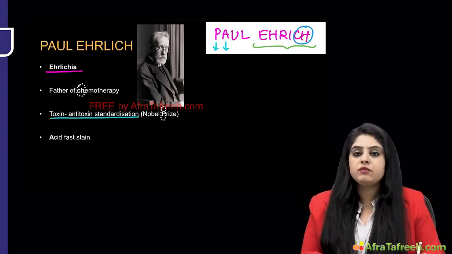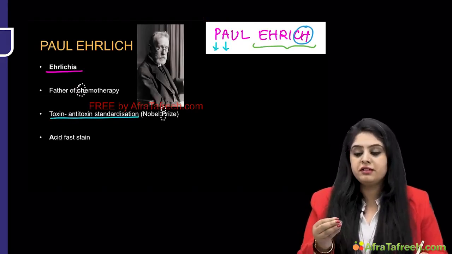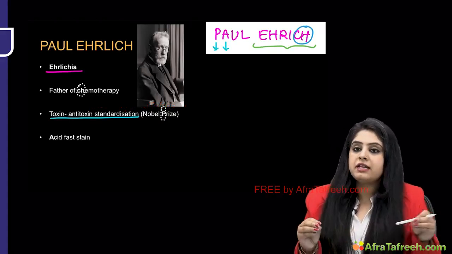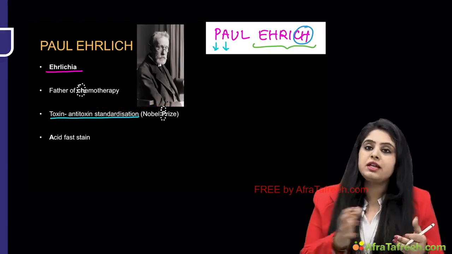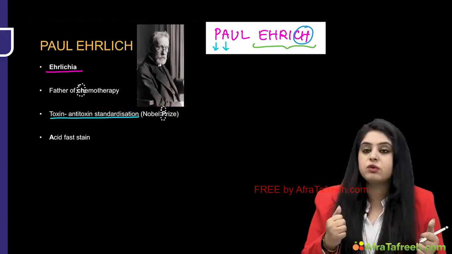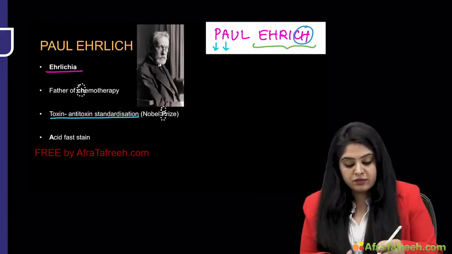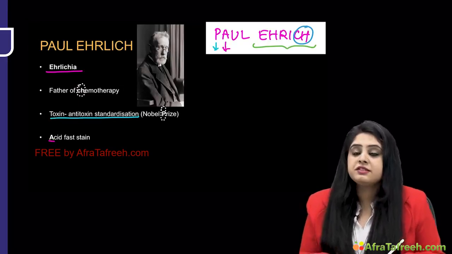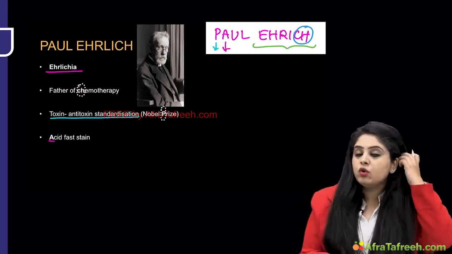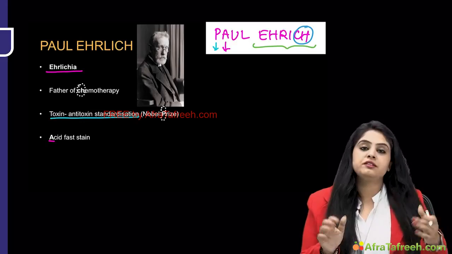So this is also a little bit of common sense: if you have a toxin, there will always be an antitoxin which can neutralize it. So he gave the concept that a toxin can be neutralized by an antitoxin, and that is what he received a Nobel Prize for. And what is the A over here after the Nobel Prize? He has received a prize for acid fast stain. Actually it's a prize, not a Nobel Prize, but he did receive a prize for acid fast stain.